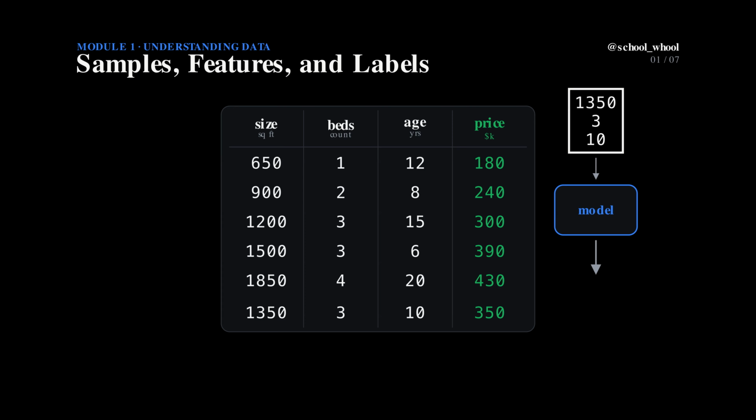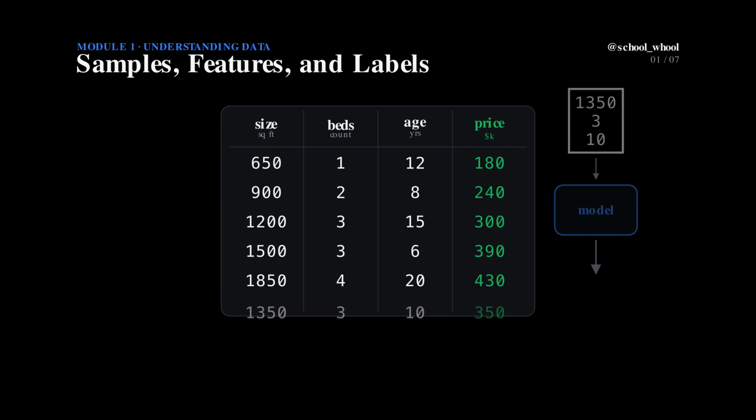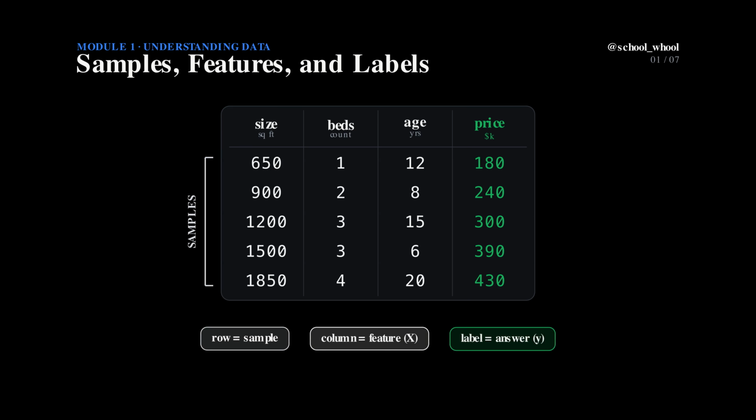So, 3 words to keep. Rows are samples, the examples. Columns are features, the inputs, together called X, and one column is the label, y, the answer we predict. Next time, we will look at the different kinds of values a feature can hold.